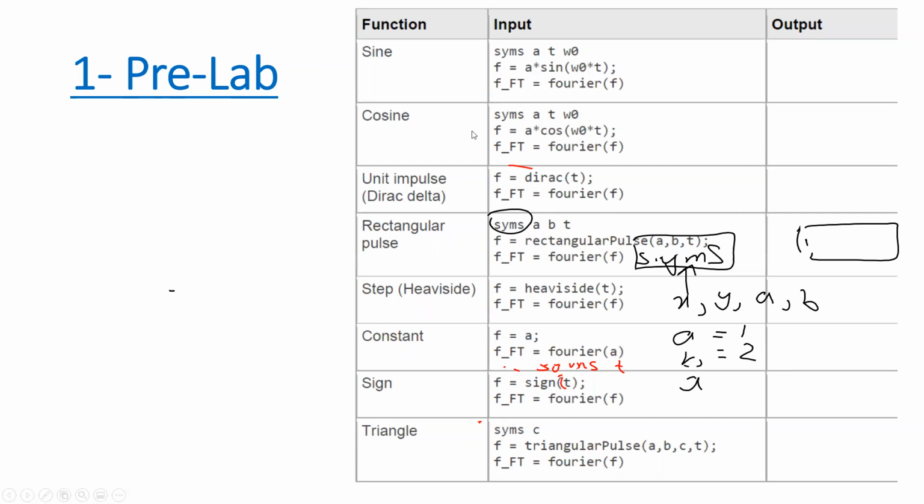Then similarly for cosine, if you want to take the Fourier transform of a cosine function, we just take fourier of f, and it will give us the Fourier transform of the cosine function. Similarly, all of these have to be done in MATLAB.